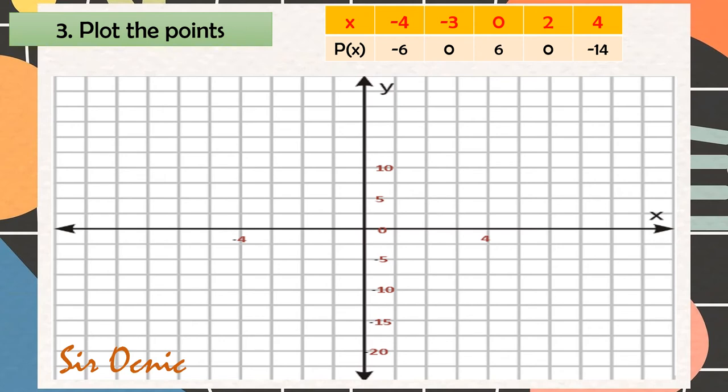Let us now plot the points of each ordered pair. We have negative 4, negative 6, negative 3, 0, 0, 6, 2, 0, and 4, negative 14.